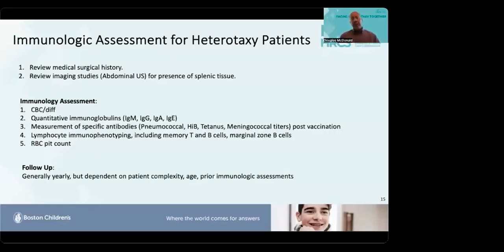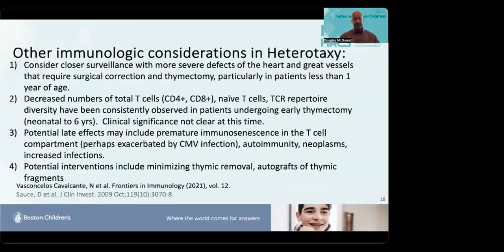Follow-up for these patients can vary somewhat depending on the complexity of the patients. Typically, early on, we will monitor these patients yearly and then space out the visits as appropriate. For patients who may have had an immunologic assessment concerning for possible underlying immune deficiency, we will clearly keep an eye on them a bit closer.